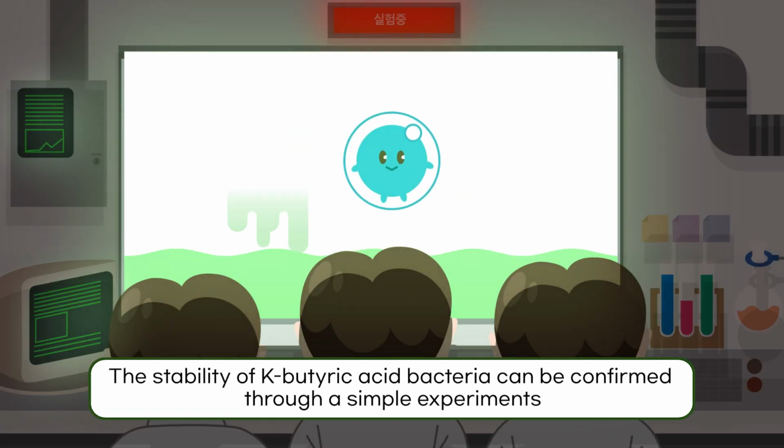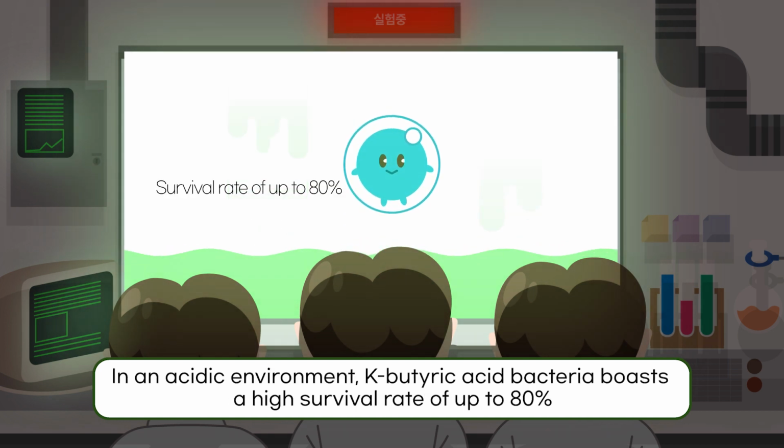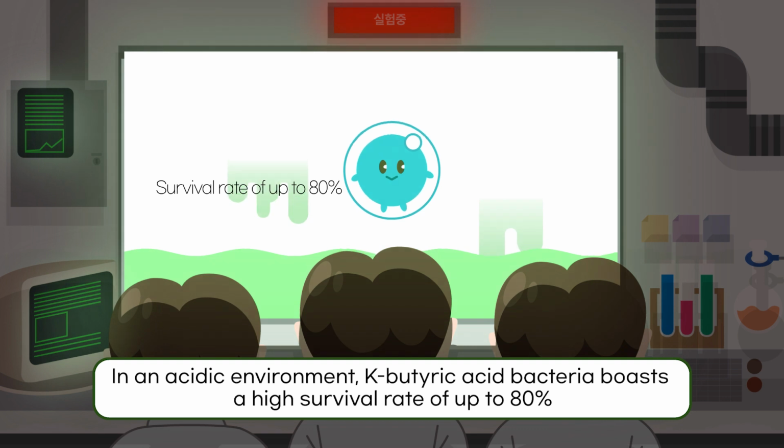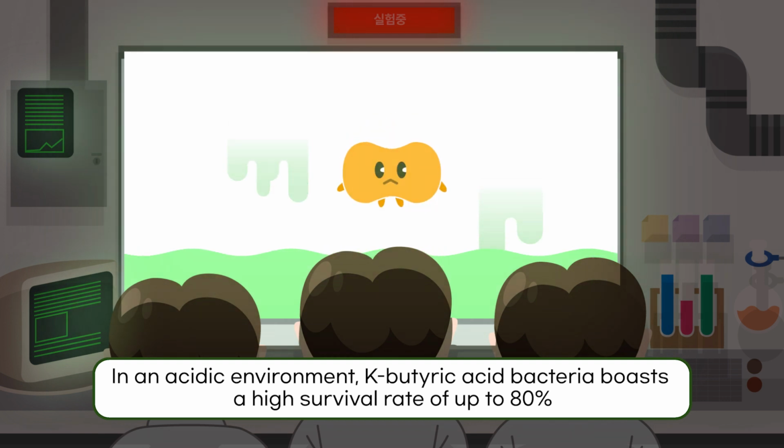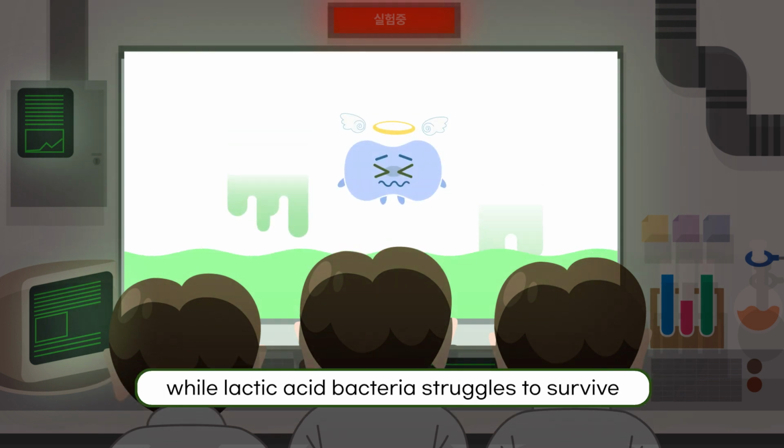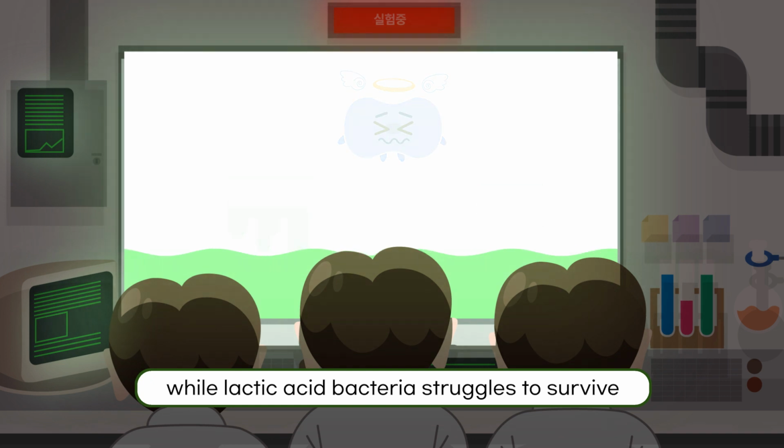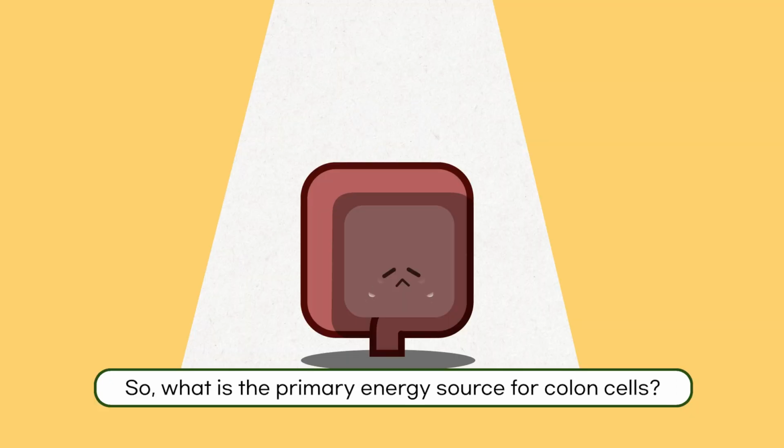The stability of K-butyric acid bacteria can be confirmed through a simple experiment. In an acidic environment, K-butyric acid bacteria boasts a high survival rate of up to 80%, while lactic acid bacteria struggles to survive. So, what is the primary energy source for colon cells?